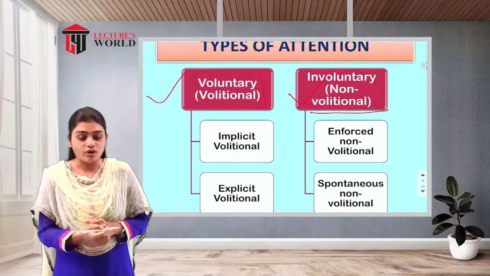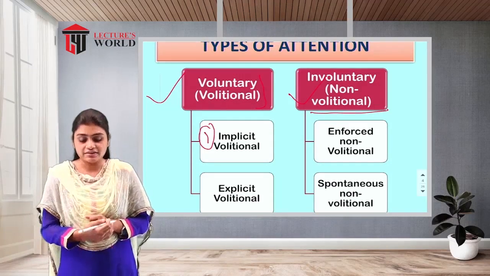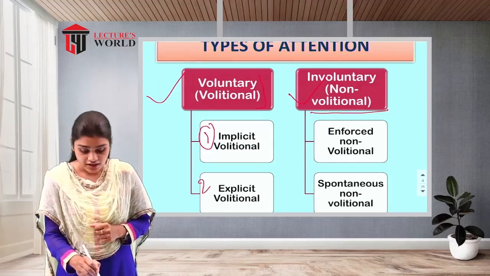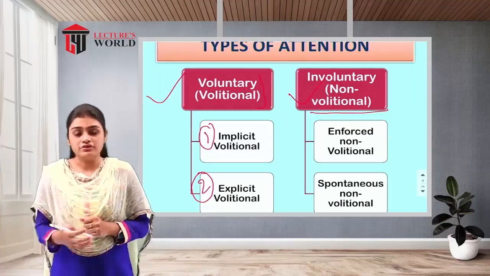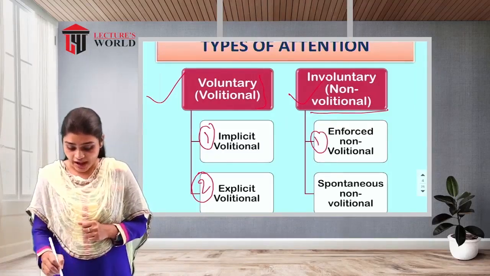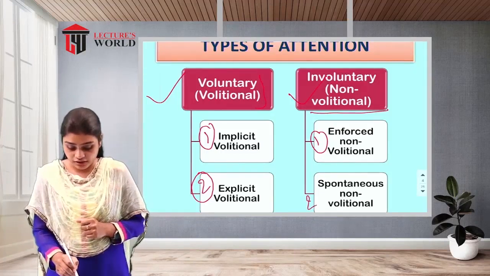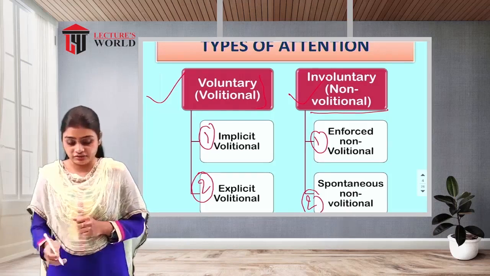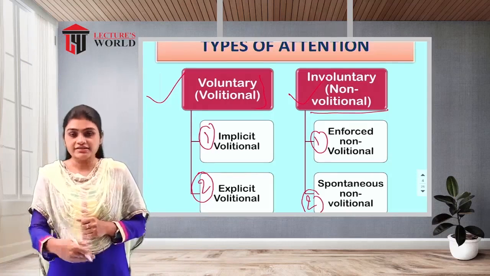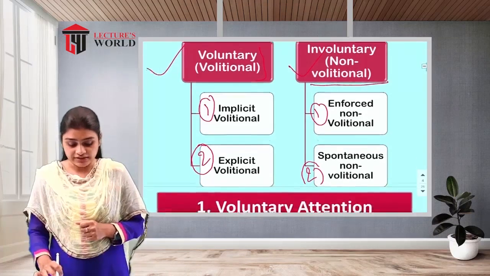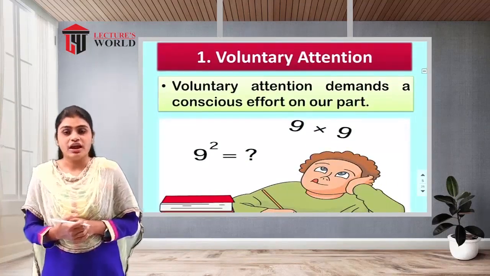In voluntary attention we also have two types. The first one is implicit volition and the second one is explicit volition. At the same time, in involuntary attention also we have two types. The first one is enforced non-volitional, or involuntary, and the other one is spontaneous non-volitional attention, or spontaneous involuntary attention. We'll understand those types in detail one by one. Let's start with voluntary attention. As we have seen, in voluntary attention we have two types.